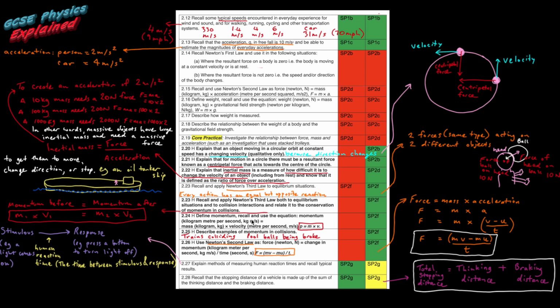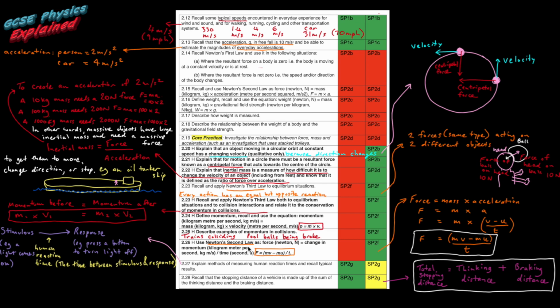To find momentum, recall and use the equation for momentum. So momentum just equals mass times by velocity, as I've said over here. Describe examples of momentum in collisions. So being able to talk about trains colliding or pool balls being broke. Again, that's in my momentum video if you need any extra help.